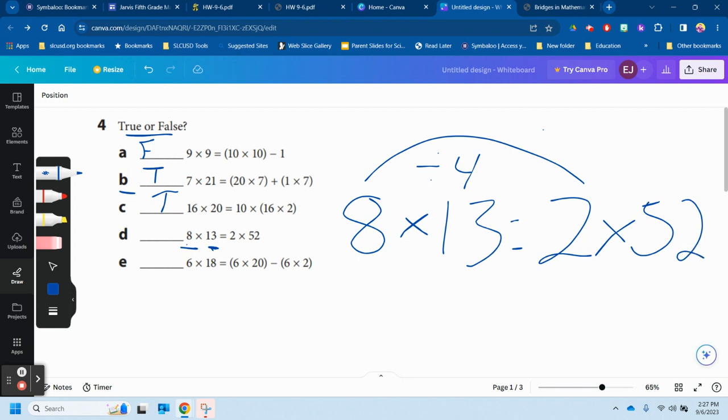Now, does this work? Is 13 times 4 52? I'll save you the trouble. It is. If we divide 8 by 4 and multiply 13 by 4, we're going to come up with the same answer. So this is true as well. And it is a little easier. It's 104. So if you work it out, I will let you guys do the next one on your own.